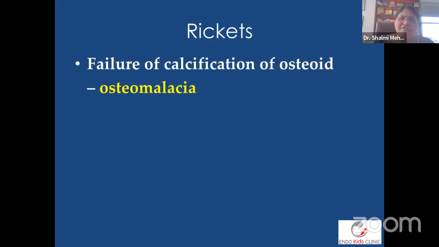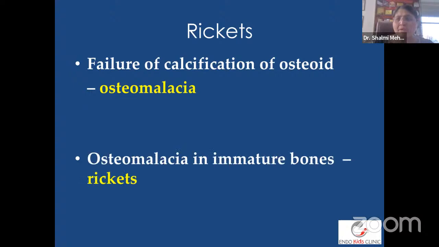So if you want to just define, when you have an adult and there is a failure of calcification of the osteoid, it's called osteomalacia. But when you have an immature bone, when you have a growing bone, we give the terminology of rickets, right? The osteomalacia in the developing bones is called rickets.